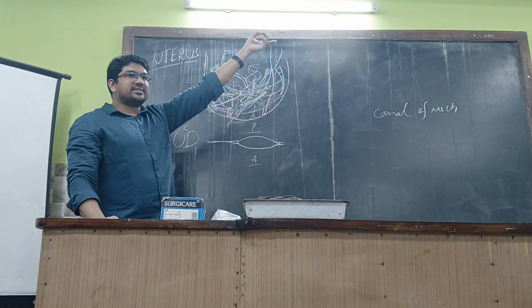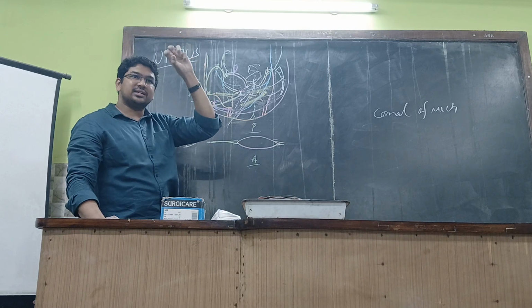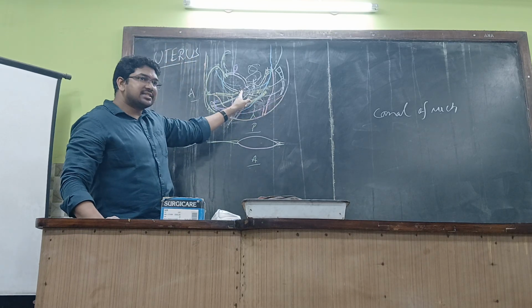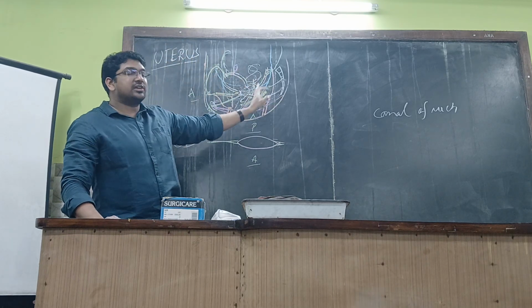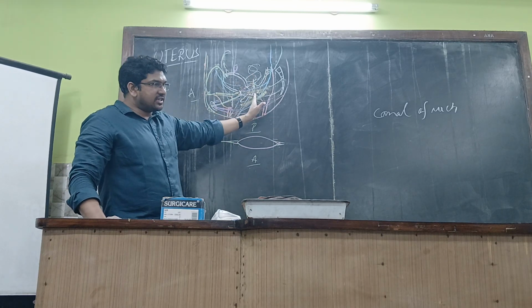In other smooth muscles, in case of intestines and stomach, the parasympathetic nervous system will be contracting the smooth muscles. But in case of uterus, the sympathetic nervous system will be contracting the uterus. So what will be relaxing the uterus? Parasympathetic will be relaxing the uterus.